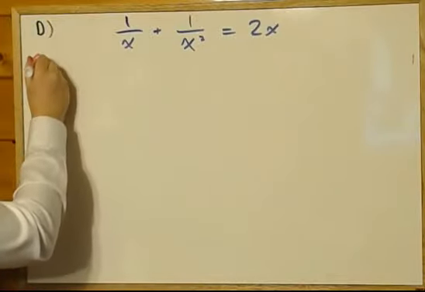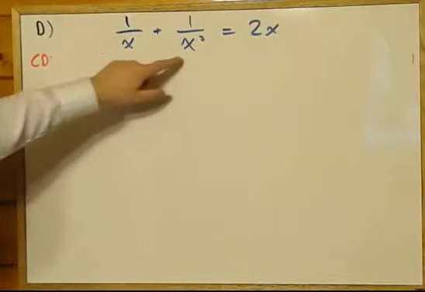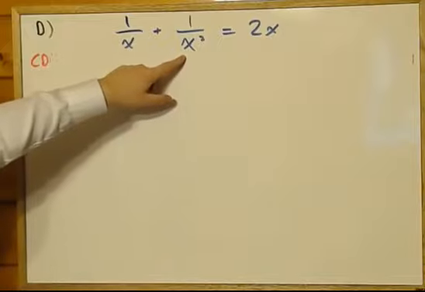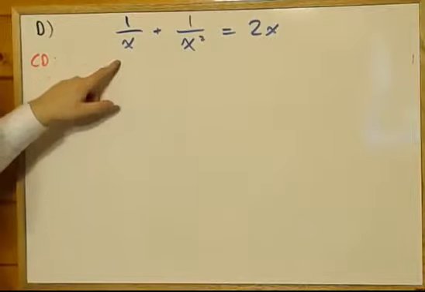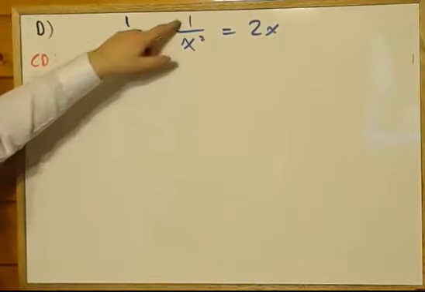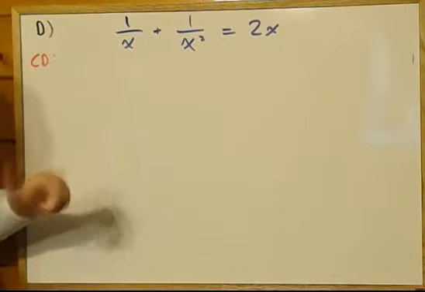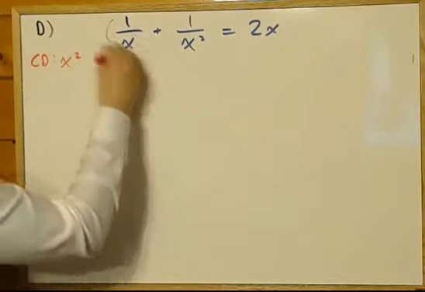So here, we're interested in eliminating this denominator, and this time they have some similarities. We've got an x and an x squared here. So x squared will actually work for both. Why? Well, x squared divided by x is just x. x squared on x squared is just 1. So that's why we're going to multiply both sides by x squared.